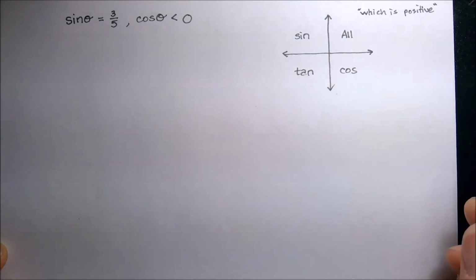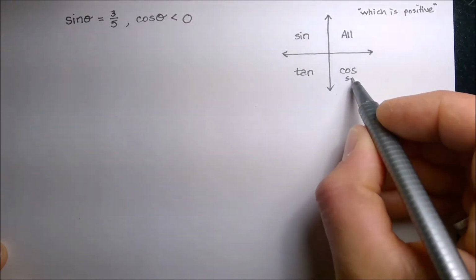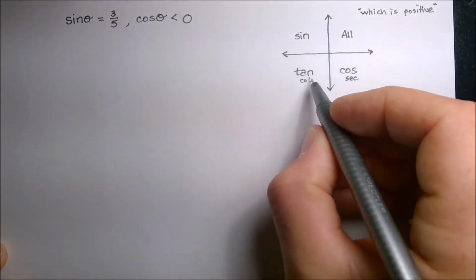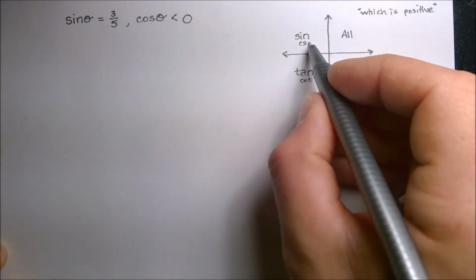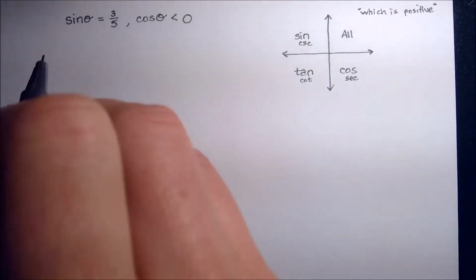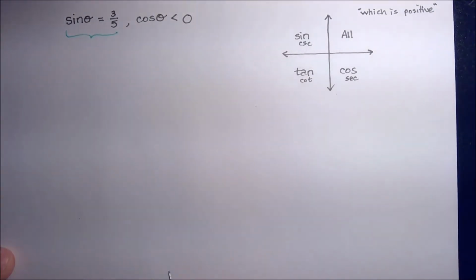It's also very important to remember that if something isn't positive, that means it's negative, right? So I'm going to just list, since cosine is, secant also is, since tangent is, cotangent also is, and then with sine comes cosecant, right? So that being said, the first thing I'm looking at is this piece of information right here. Sine of the angle is 3/5.